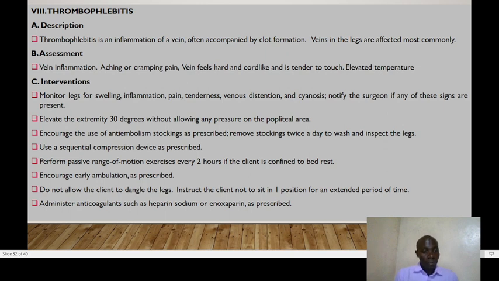You need to elevate the extremity 30 degrees, allowing no pressure on the popliteal area. Encourage the use of anti-embolism stockings as prescribed. You need to remove the stockings twice a day to wash and inspect the legs. Use a sequential compression device as prescribed. Perform range of motion exercise every 2 hours if the patient is confined to bed rest. Also encourage early ambulation as prescribed. Do not allow the patient to dangle the legs, okay? This could also exacerbate the problem. You instruct the client not to sit in one position for an extended period of time. Remember to administer anticoagulants such as heparin sodium or enoxaparin as prescribed.